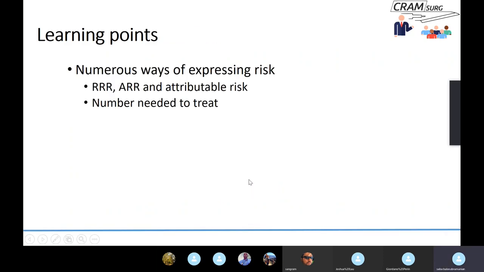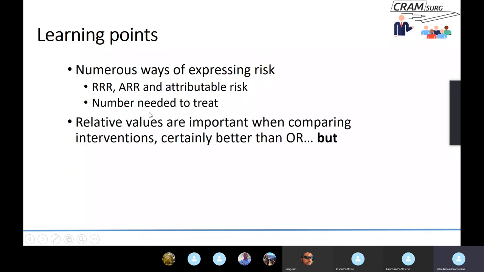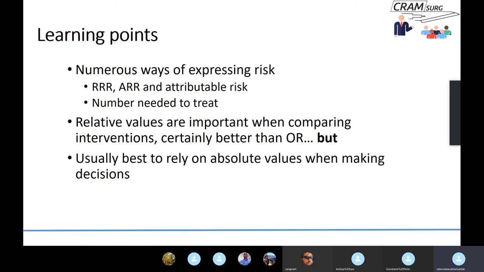Okay. Right, so we've come to the end of this tutorial. So we've talked about the numerous ways there are of expressing risk. We've talked about relative risk reductions, absolute risk reduction, and attributable risk. We've talked about the number needed to treat. And remember that the number needed to treat is simply the reciprocal of the absolute risk reduction. So we talked about relative values being important, especially when comparing different interventions. So they're certainly better than the odds ratio, and they give you a true estimate of risk that you can communicate with ease. However, you've got to remember that these are only relative values. And you've got to remember that it's usually best to rely on absolute values when making decisions and in the care of an individual patient.